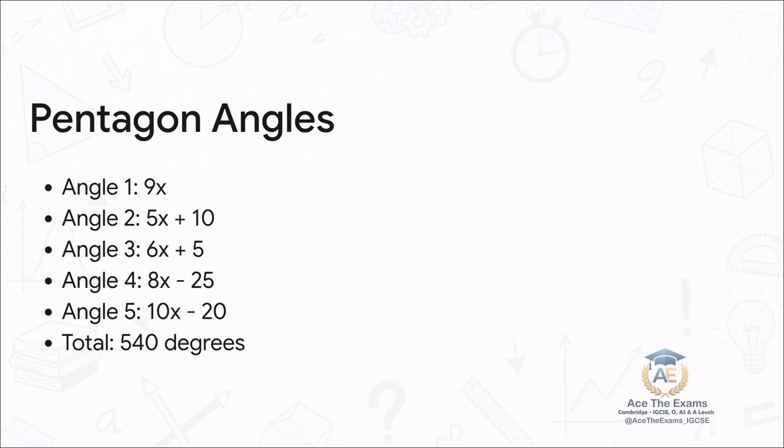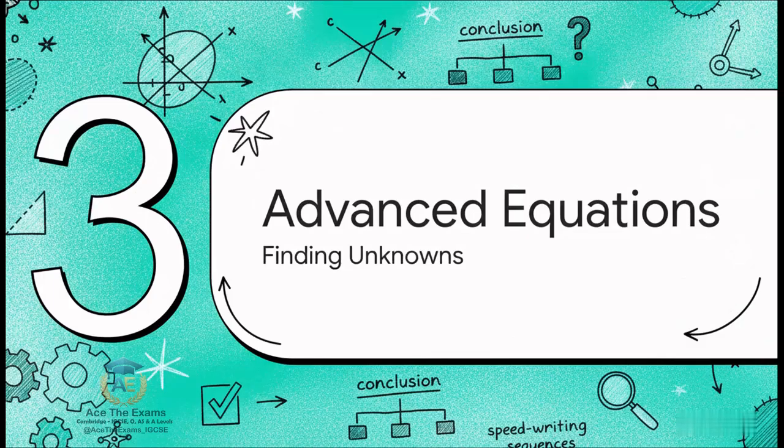So your logical first step, your point, is to literally write out all those expressions added together. 9x plus 5x plus 10 plus 6x plus 5 plus 8x minus 25 plus 10x minus 20 equals 540. From there, you simply combine all your like terms, isolate your x just like we practiced, and solve. This is exactly how you build a flawless mathematical narrative on the page. All right, take a breath.